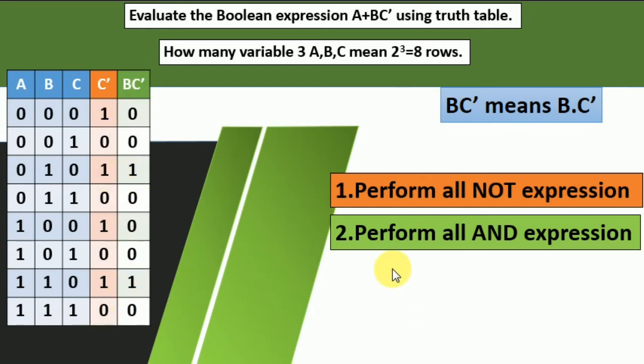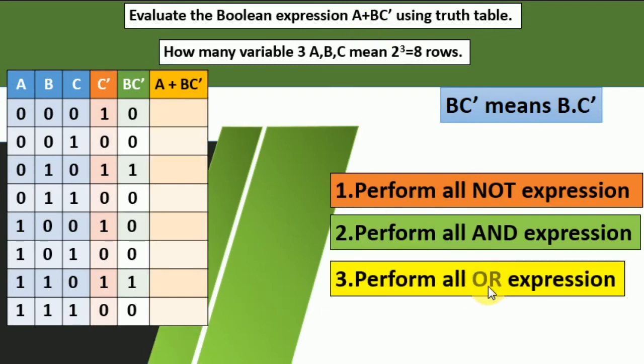Now what is next? Last, we have to perform all OR expressions. What is the last one? A plus B C complement. This is our final result that we needed, because we have already solved everything. Now this A is going to be added with B C complement. The values of A are going to be compared with the values of B C complement by using OR.